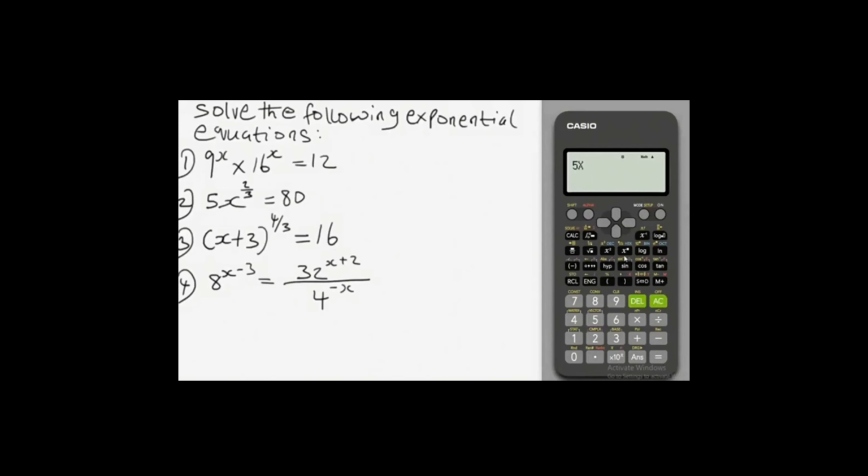5x, to the power of a fraction, 2 over 3. Then we have equal to, so bring the equal to sign, guys. Press alpha and this 80. So that's it. Now to solve this, we press shift and this calc button, and assign your x to be 0. Alright, guys, assign your x to be 0. Don't allow it to be the value the calculator is showing you. Ensure that the x is assigned 0.